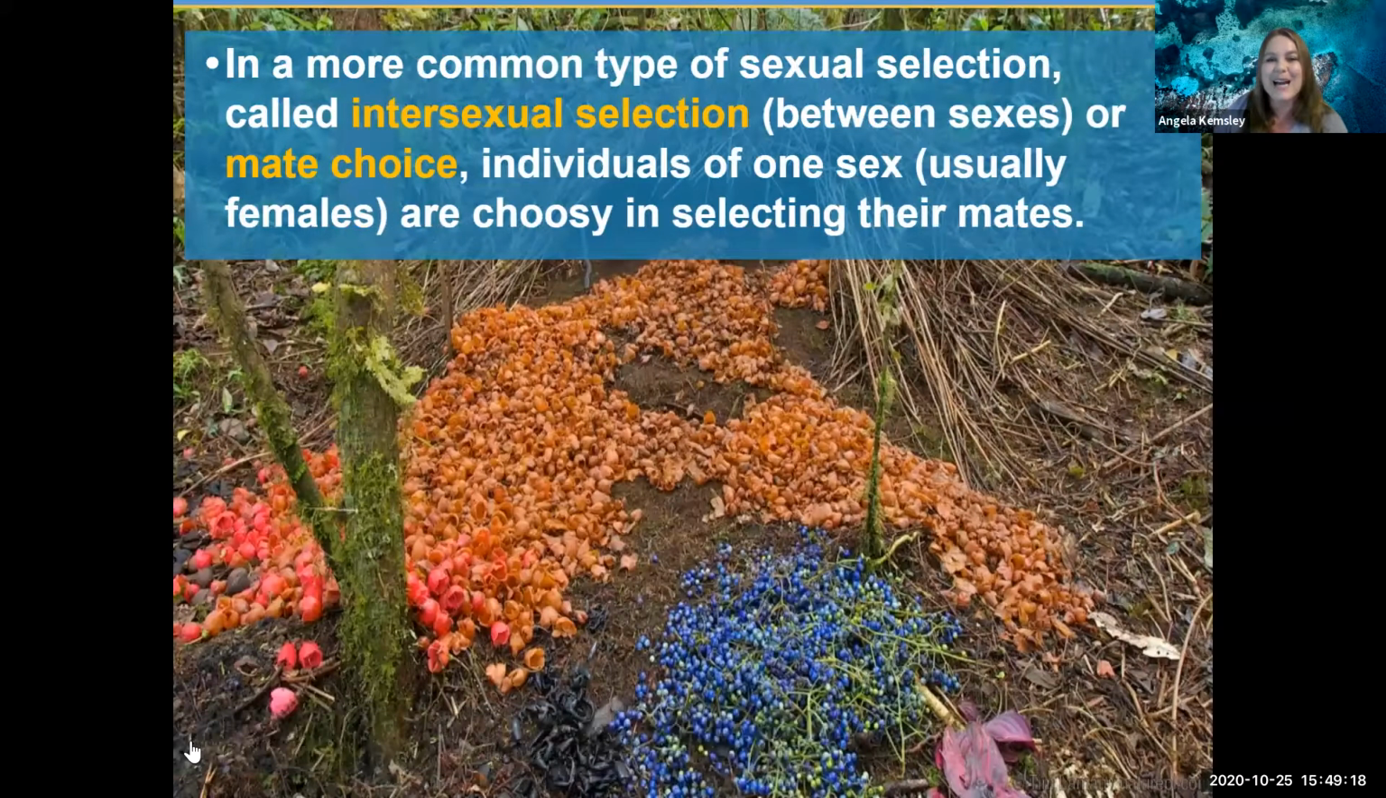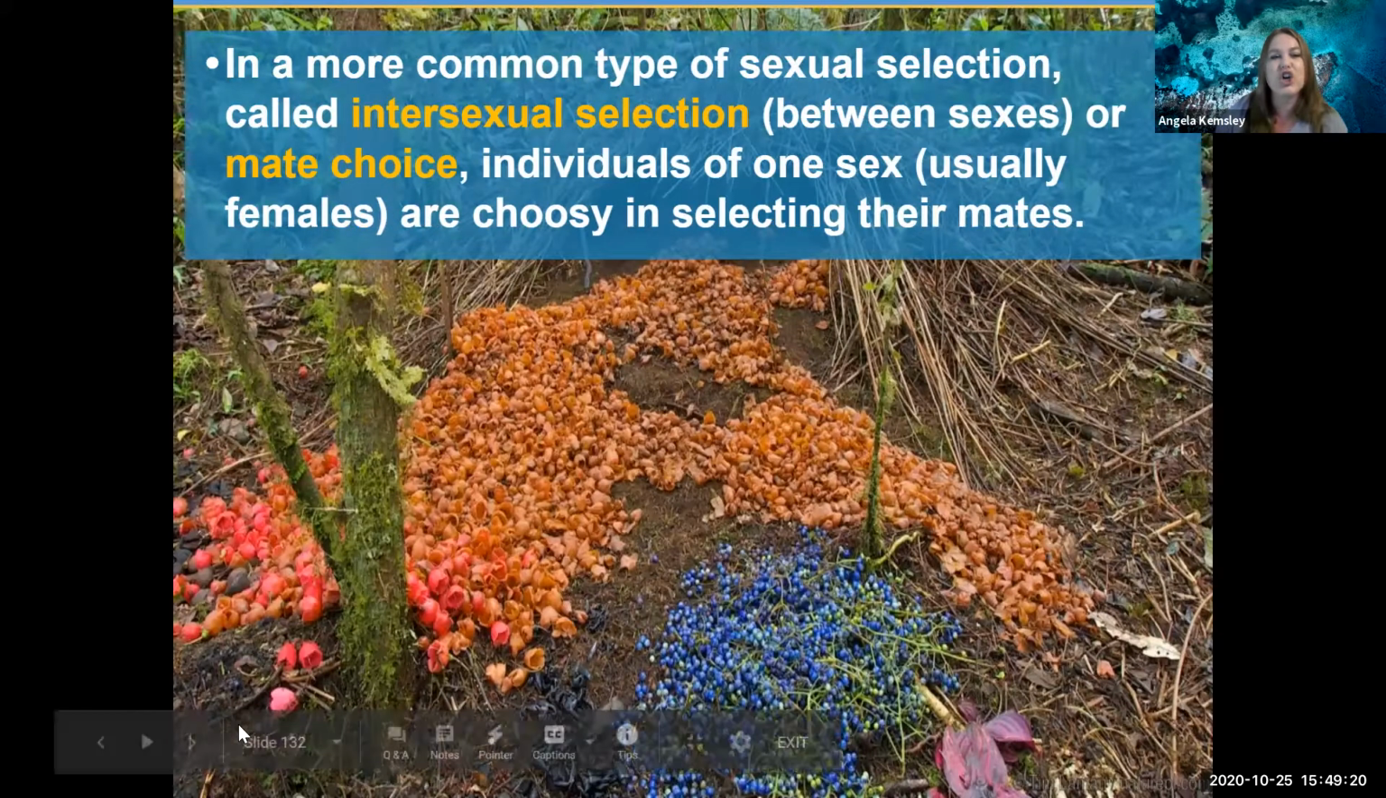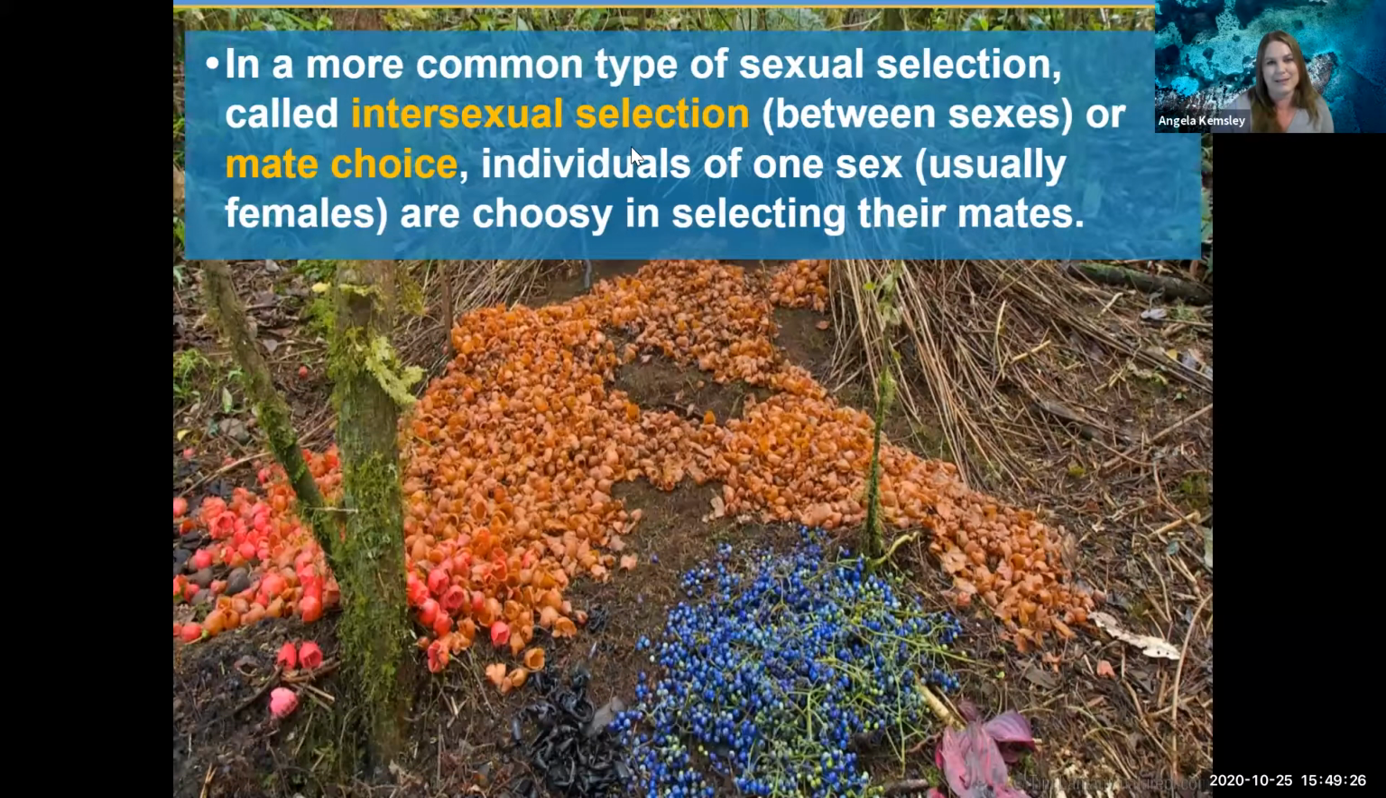In a more common type of sexual selection, there's intersexual selection. So look at the E here, intersexual selection, and that is between the sexes. So this is also known as mate choice. That is where typically the females are selecting their mate.